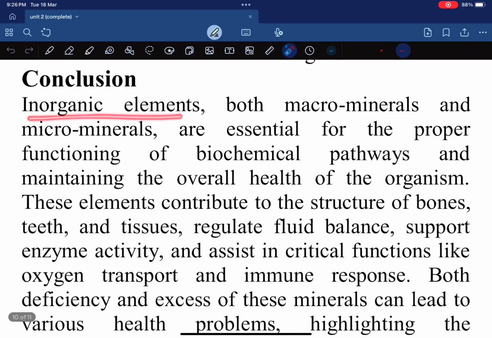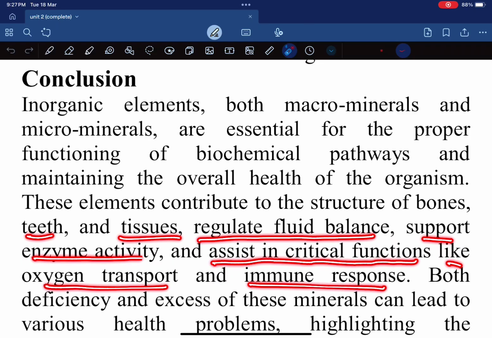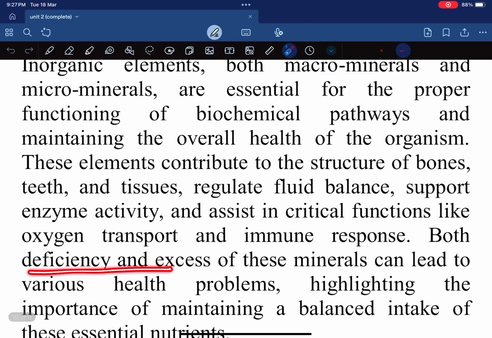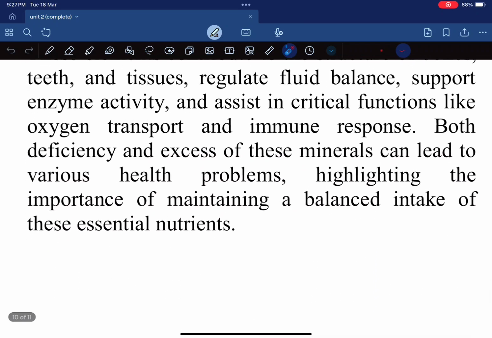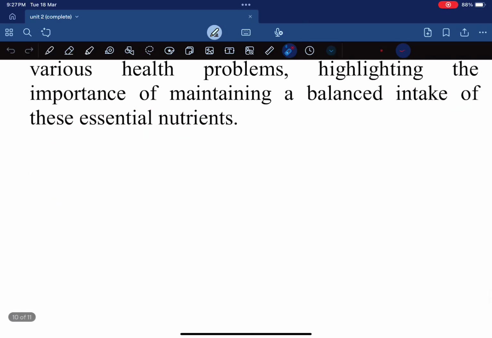Conclusion. Inorganic elements, both macrominerals and microminerals, are essential for the proper functioning of biochemical pathways and maintaining the overall health of the organism. These elements contribute to the structure of bones, teeth, and tissues, regulate fluid balance, support enzyme activity, and assist in critical functions like oxygen transport and immune response. Both the deficiency and the excess of these minerals can lead to various health problems, highlighting the importance of maintaining a balanced intake of these essential nutrients.